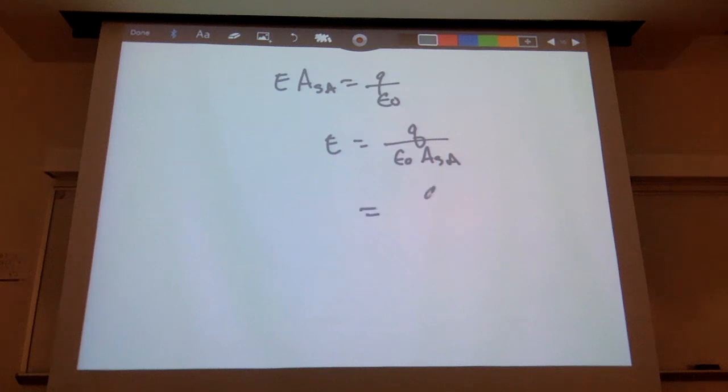Very good. So this becomes Q divided by 4 pi epsilon naught r squared. But remember that 1 over 4 pi epsilon naught is simply K, so this is KQ over r squared, which is exactly the same thing as Coulomb's law. This is Gauss's law. The same.